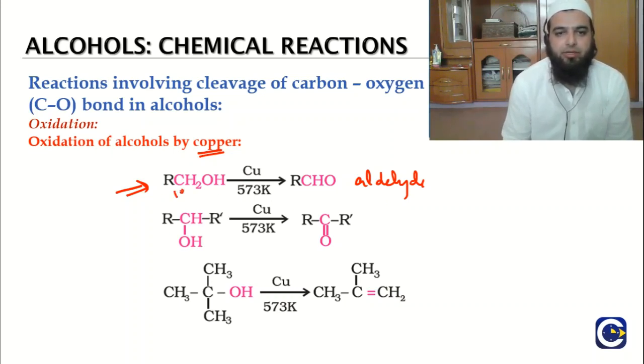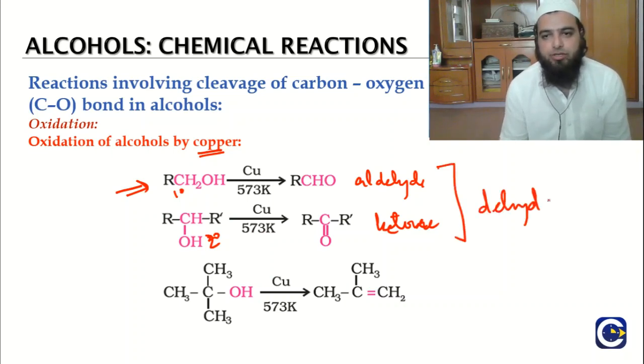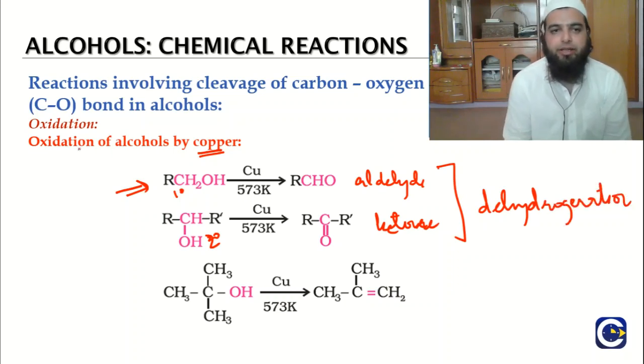This is the primary, this is the secondary alcohol. This secondary alcohol is converted into the ketone. Okay, it's a ketone. So this is actually dehydrogenation of these alcohols. In other words, we call it oxidation. We have taken away the hydrogen from these primary and secondary alcohols.